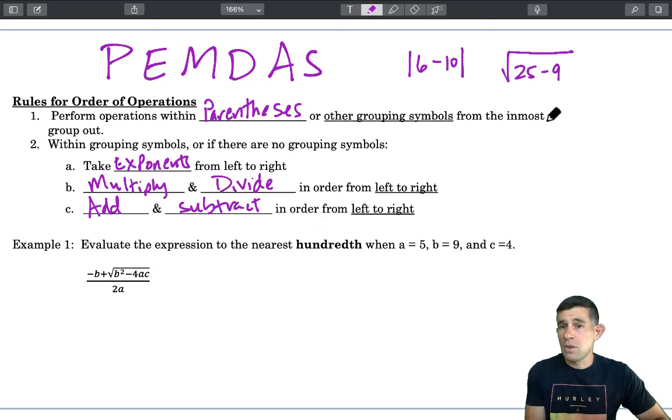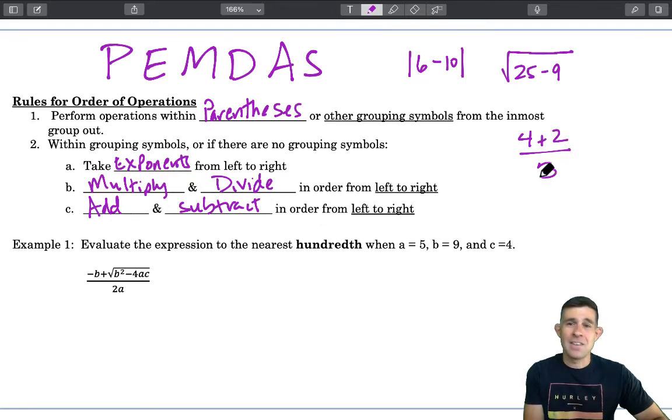Other grouping symbols are the division bar. So for example, if I had 4 plus 2 all divided by 3, then I would first need to add my 4 and my 2 and then divide that sum by 3. So those are all just the grouping symbols, and that must be handled first.